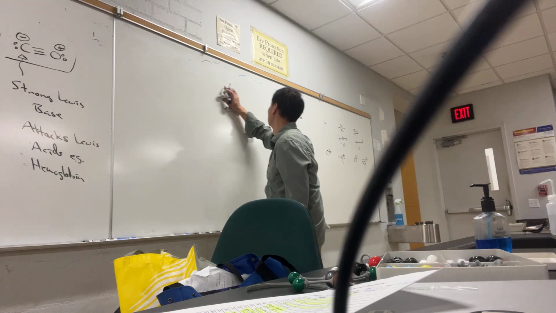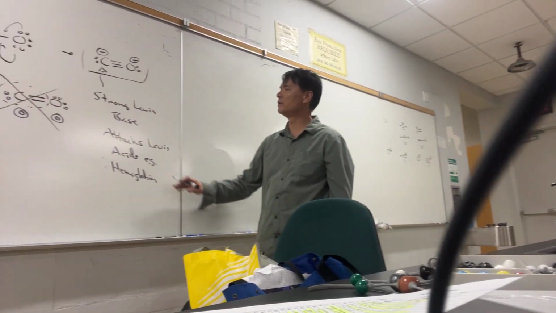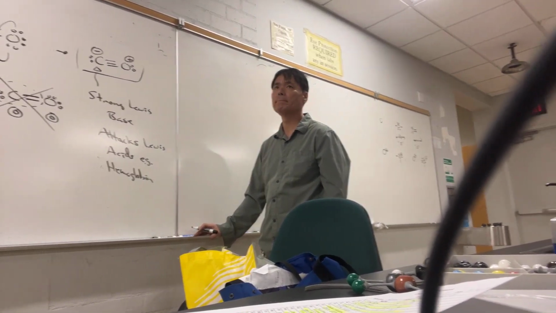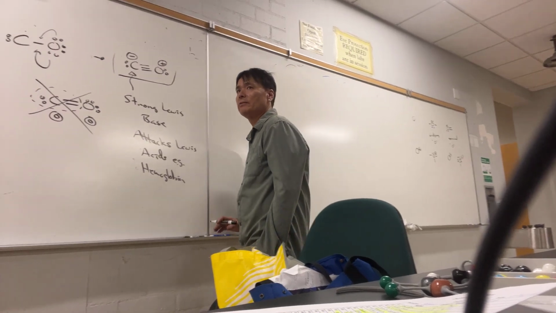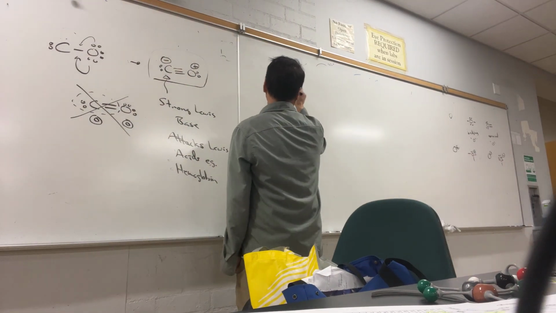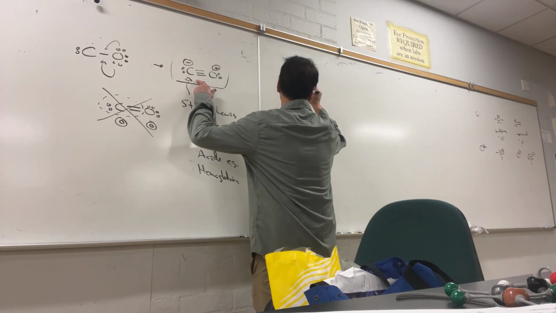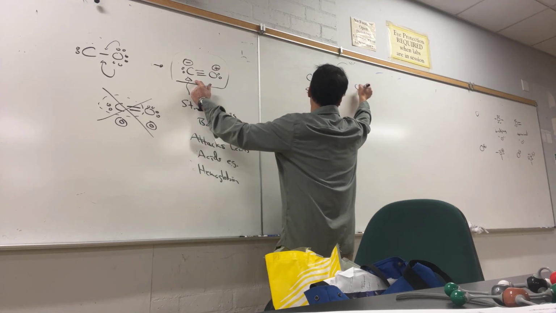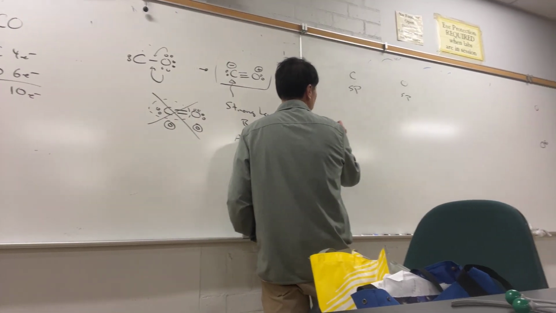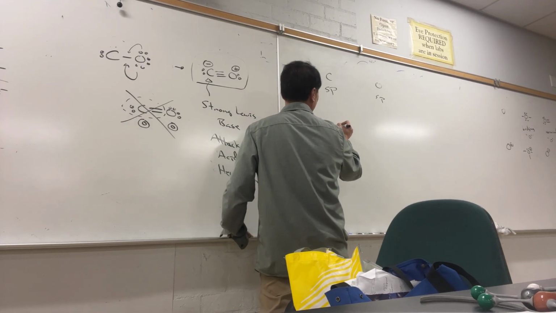So carbon's sp, and oxygen is sp. So if we have sp hybridization, there are 2 sp orbitals, and then we have 2 unhybridized p orbitals for carbon. And for oxygen, we have 2 sp orbitals. Oxygen's sp orbitals are smaller and lower in energy, and 2 unhybridized p orbitals. Now we have to look at how many electrons carbon has in the structure.